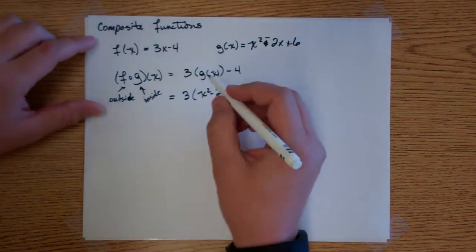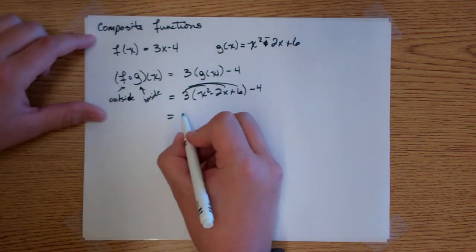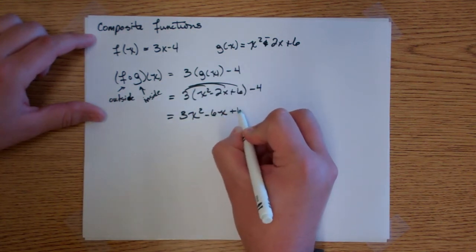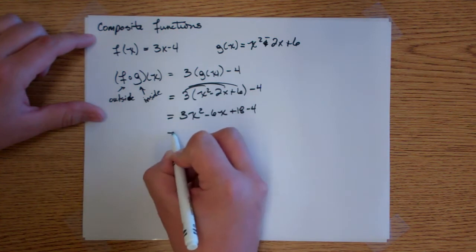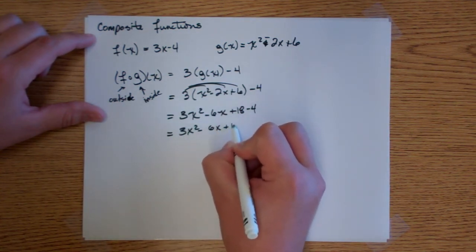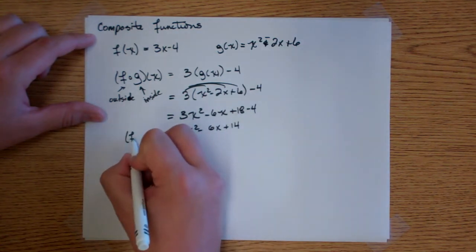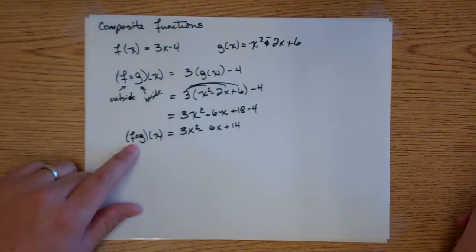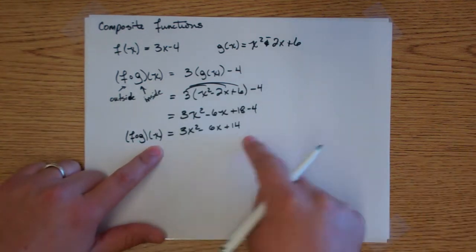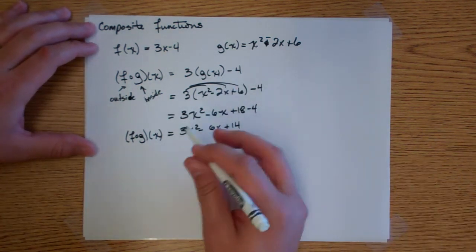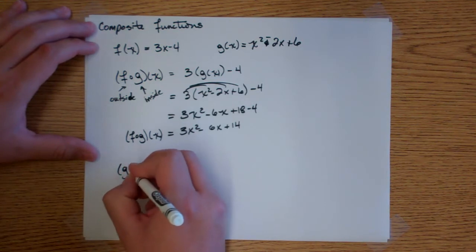That's all we did. Now this would need to get distributed through, so 3x squared minus 6x plus 18 minus 4. So it would be 3x squared minus 6x plus 14. That would be the composition of f and g. So f composition g of x would simply equal 3x squared minus 6x plus 14.